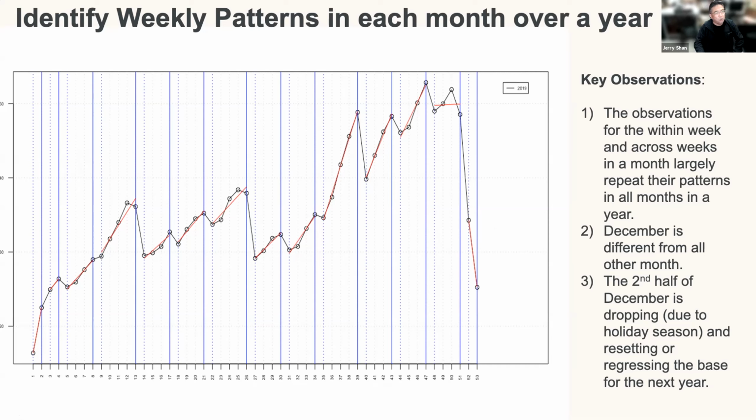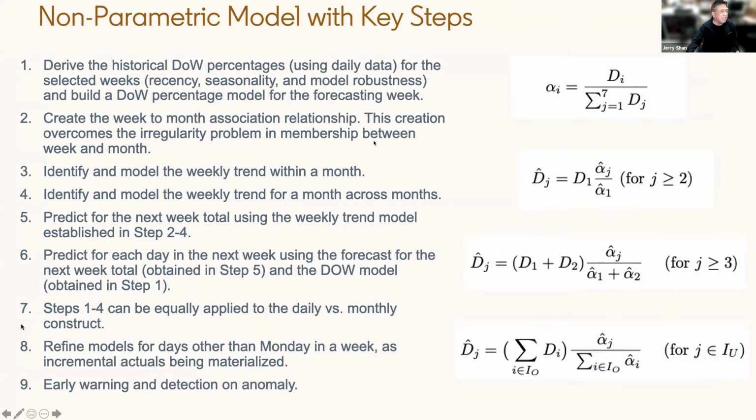And we wanted to capture those patterns first visually, and then model them. And here is our non-parametric model with a few key steps listed. So we observed day of week patterns, very clear. And then we define a percentage. For instance, D_i stands for the amount on day i, where i ranges from Monday through Sunday. And then alpha_i would define the daily percentage for day i in a week.